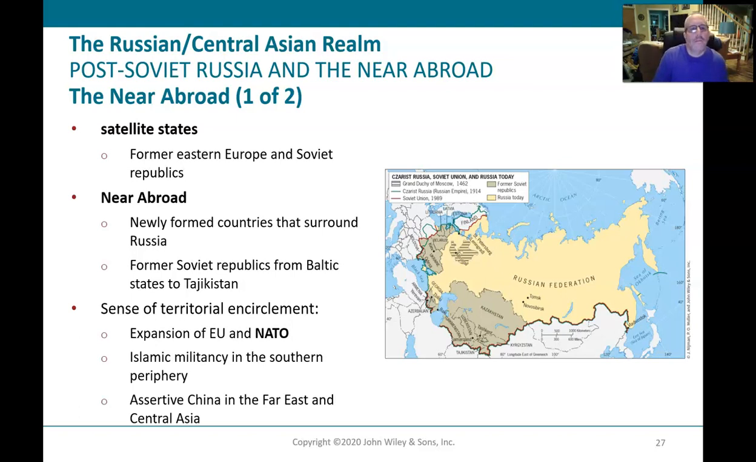So I'm just kind of reading through this to see what I want to mention to you. So satellite states, I would mention again, Belarus would be considered a satellite state of Russia right now. They said that about the former Baltic states, which again is up here, Latvia, Lithuania, and Estonia. But they have become more European now, more independent of Russia.